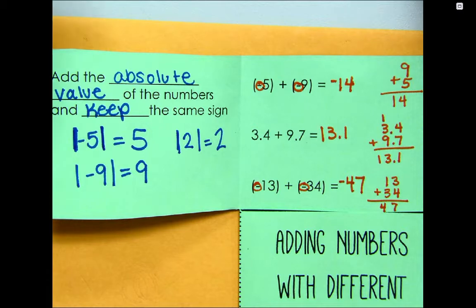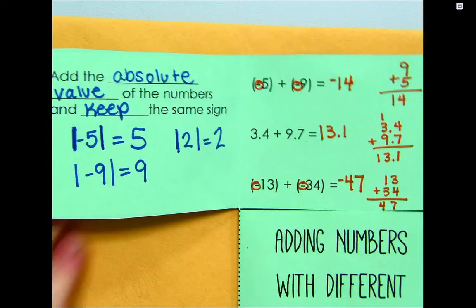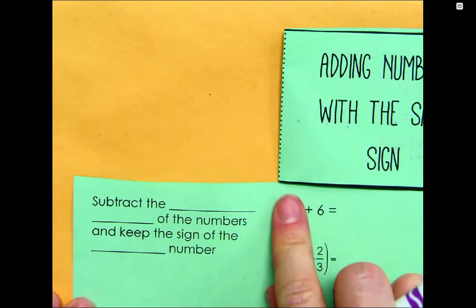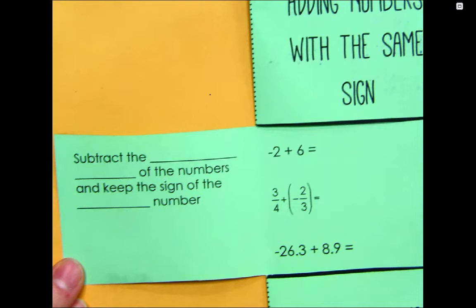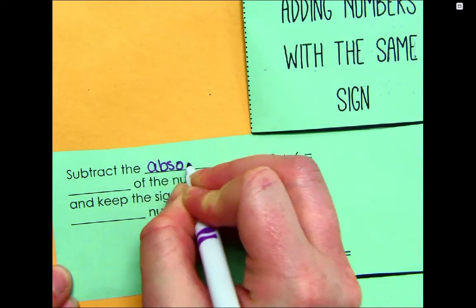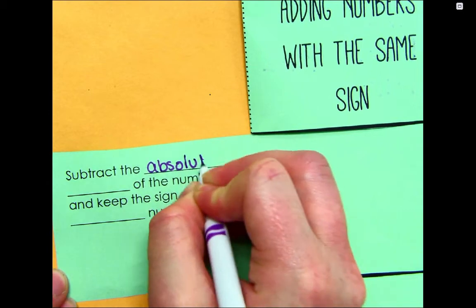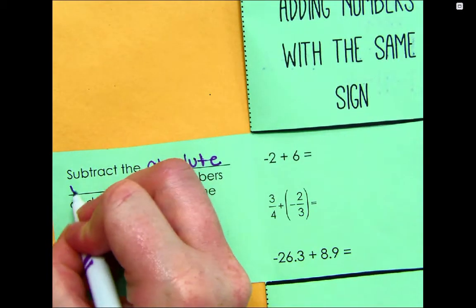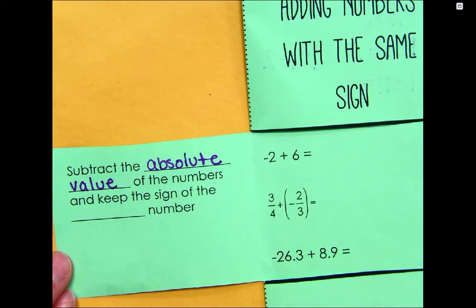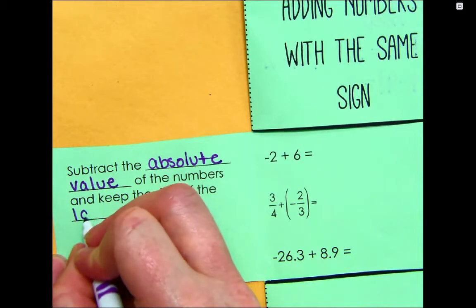Okay, so now let's go to adding numbers with different signs. So if they are different, you are going to now subtract the absolute value of the numbers and keep the sign of the larger number.